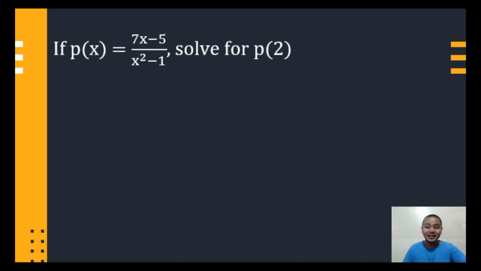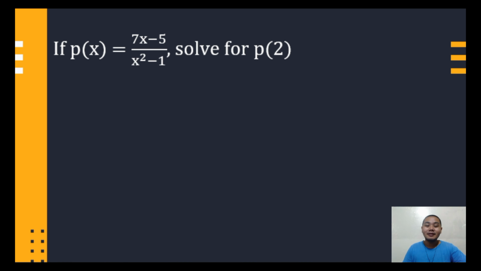Let's have a rational function. If p of x is equal to 7x minus 5 all over x squared minus 1, solve for p of 2. So again, sa rational function or rational expressions, kung natatandaan nyo yung grade 8 topic, make sure na yung denominator is not equal to 0. If the denominator is equal to 0, therefore, undefined siya. Looking at our example, kung titignan natin yung denominator at papalitan natin yung x ng 2, our denominator will not be equal to 0. So we can proceed.